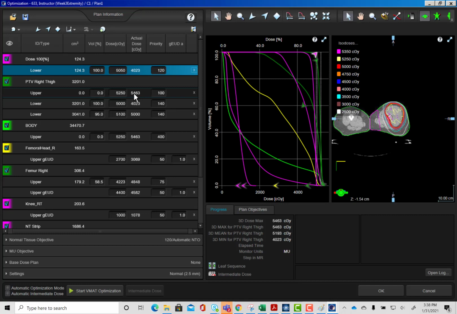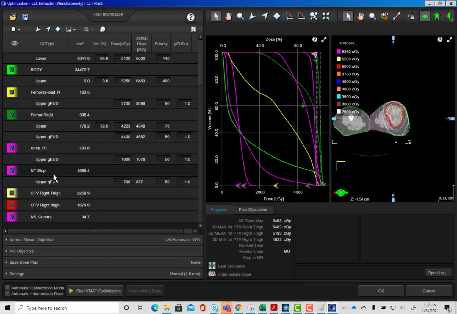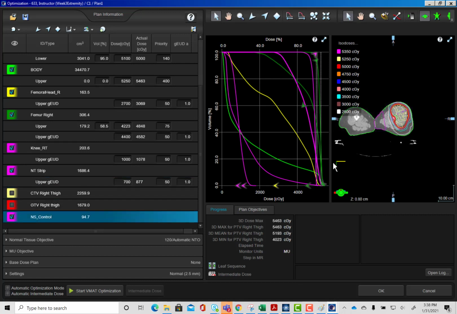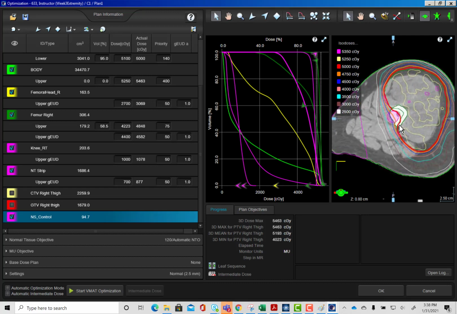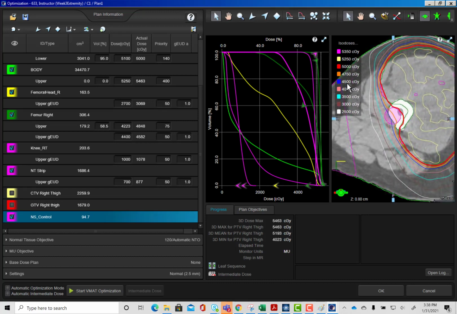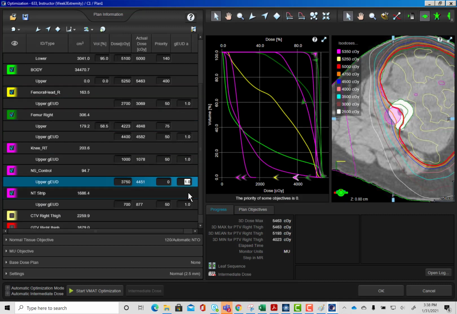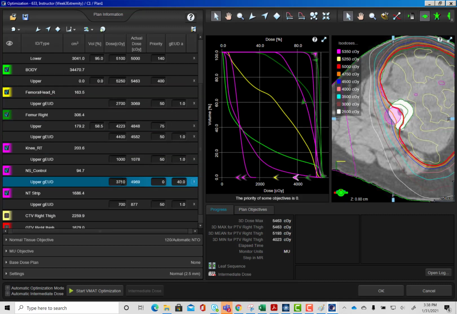I'm going to do a priority of 120, so pretty high priority on that, because we really need those areas to warm up. And then this area, I want to see if I can get that 45 line to kind of squeeze in on this bone. So I'm going to put an upper gEUD with an alpha value of 40. And right now it's at 4970, so let's put 48 in there to start.